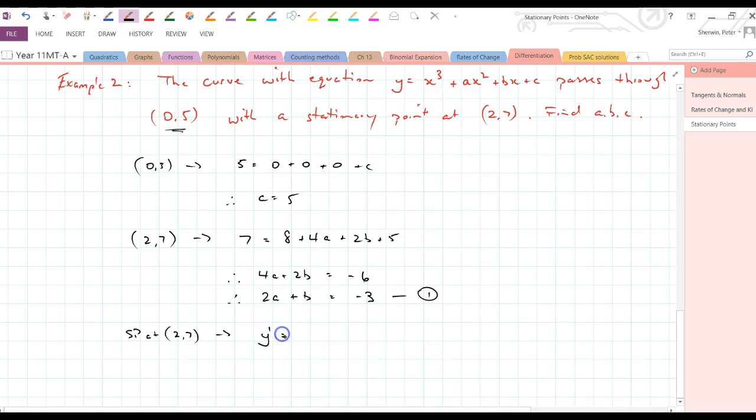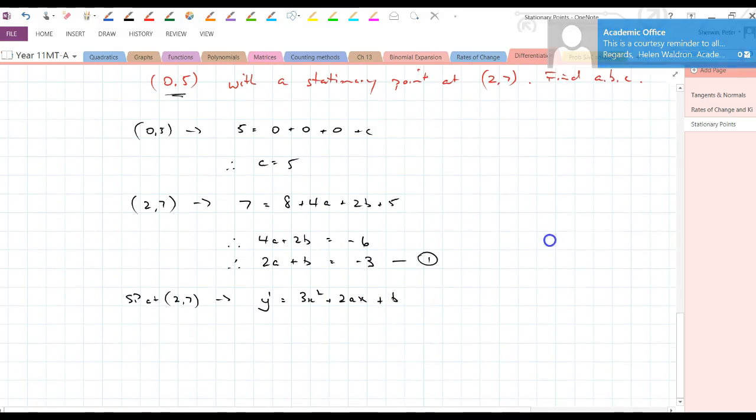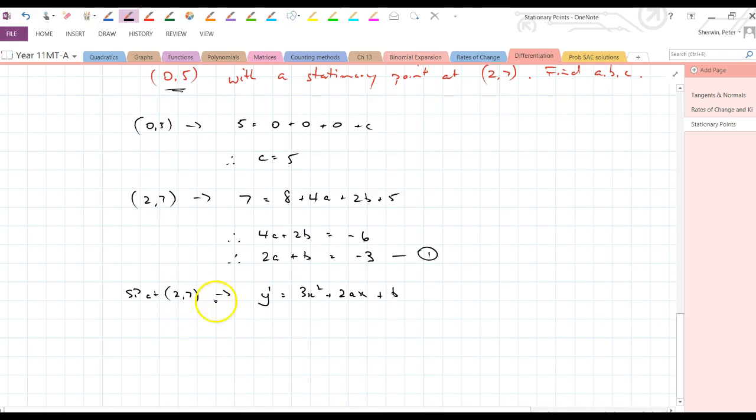So y dash is equal to 3x squared plus 2ax. Right, 2 comes down. Plus b, and then the c we forget. Right, so there's a stationary point at 2, 7. So this is now my gradient function. They're telling me, isn't it, that this is equal to 0 when x equals 2. Right, so we sub 2 in here, and we're going to get 0. That's what it's telling us, a stationary point at x equals 2.